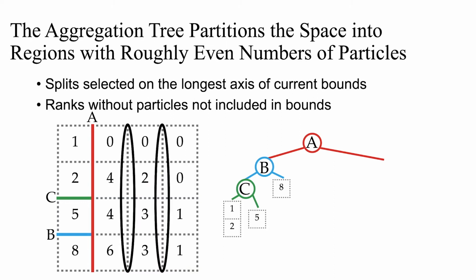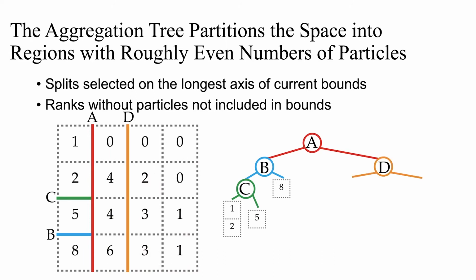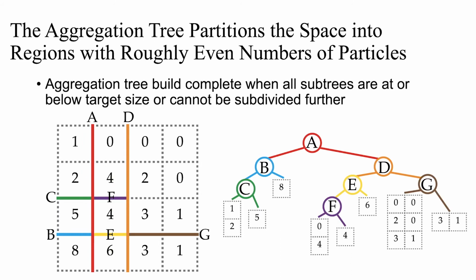And so since x breaks ties, we'll split again along the x-axis here and place the split for node D at this point. The same process is repeated, again ignoring the rank with 0 particles. And we place the split plane here for E and again for F. And finally for G. The aggregation tree build is complete when all the subtrees are at or below the target size of 6 in this example, or they cannot be subdivided further, as is the case of the rank 0's data.